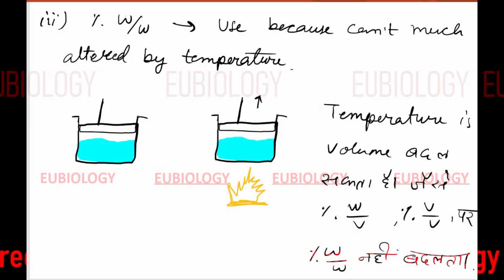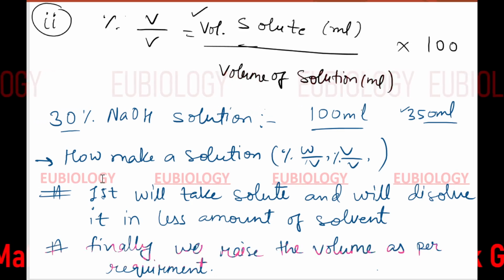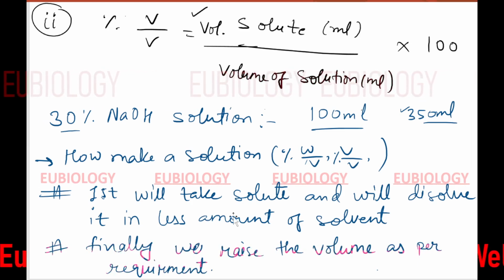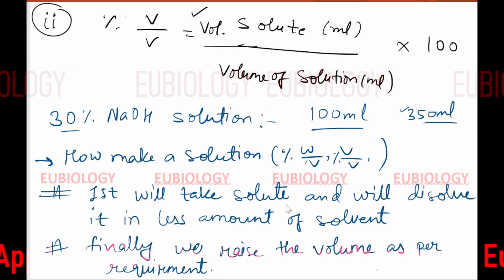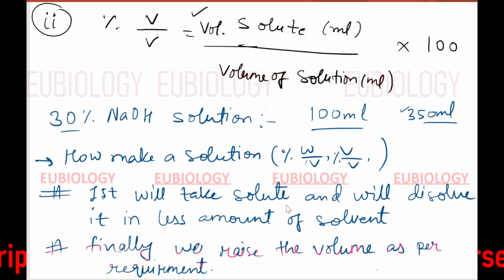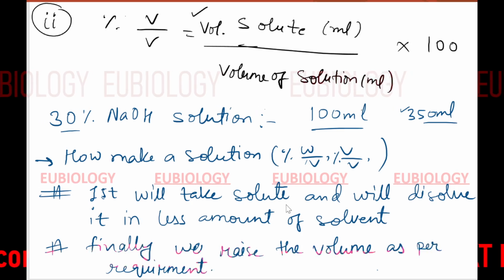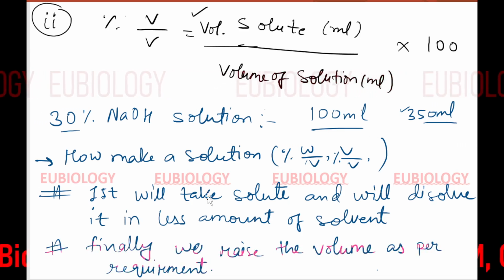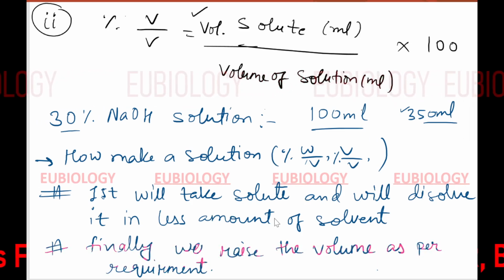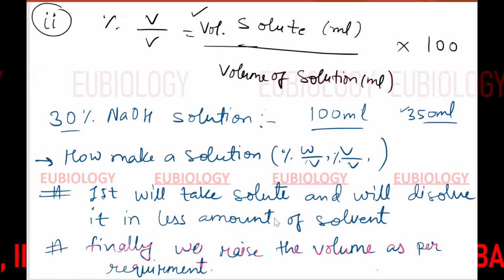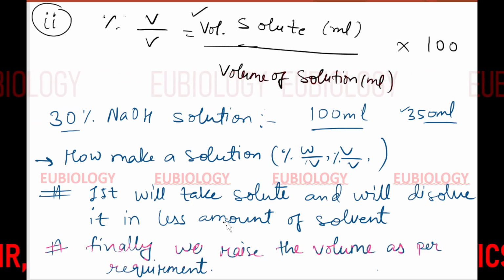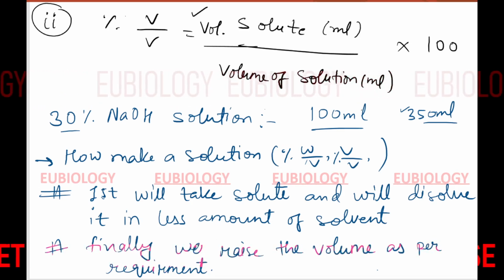Then what you have to do is first take the complete solute and dissolve it in half of the solvent required to make up your solution. Take half of that solvent and completely dissolve the solute, whether it is a liquid or a solid. Then you make up the volume to the limit you require. Okay, this is the way.